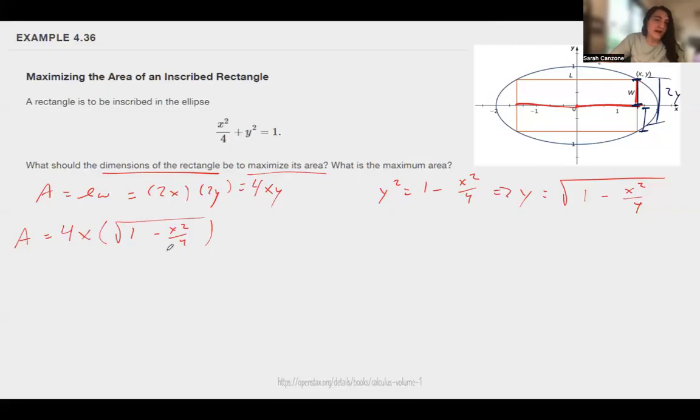I don't love having fractions in here, so I'm going to adjust this inside here. The way that I'm going to do that is by multiplying this by 4 over 4 and this by 4 over 4, or by multiplying just kind of everything through by 4. And when I do that, what I actually wind up with is going to be 2x times the square root of 4 minus x squared.